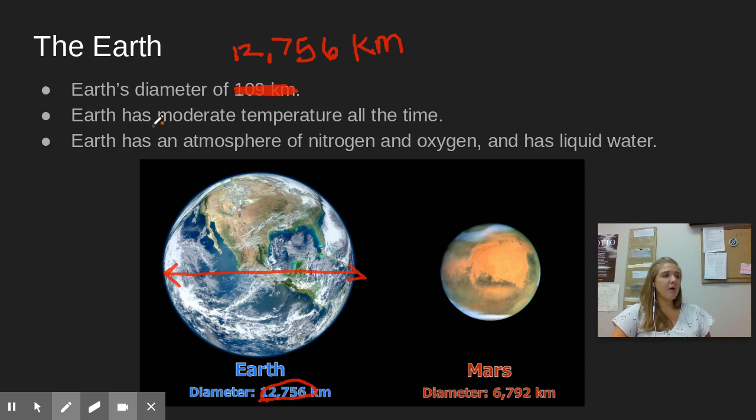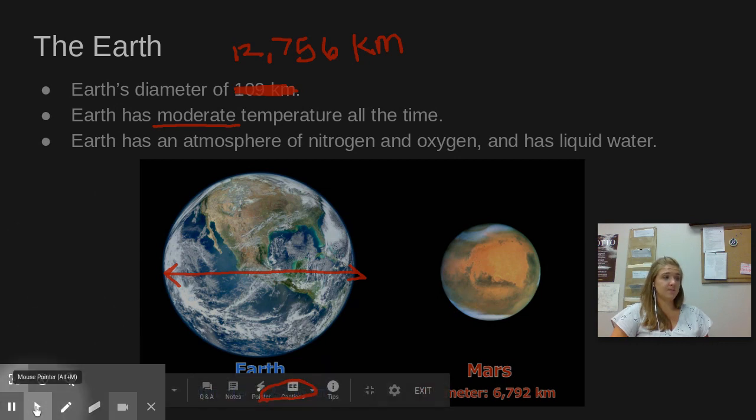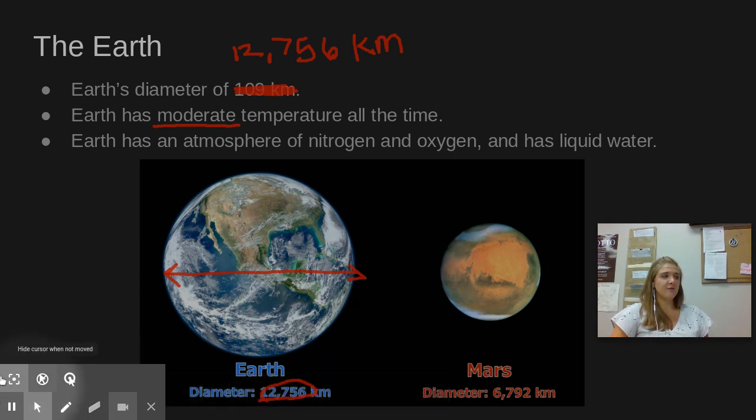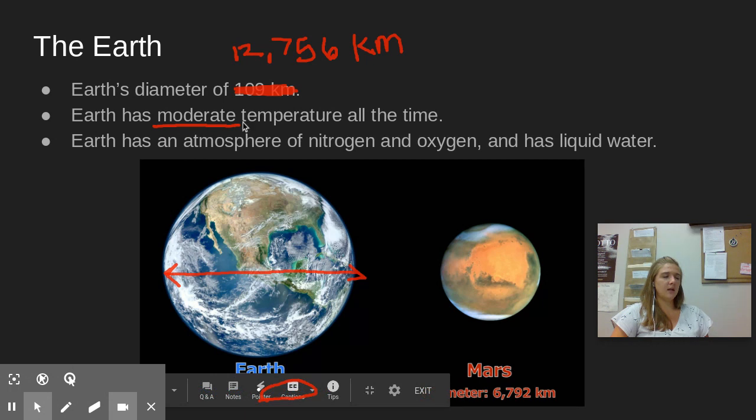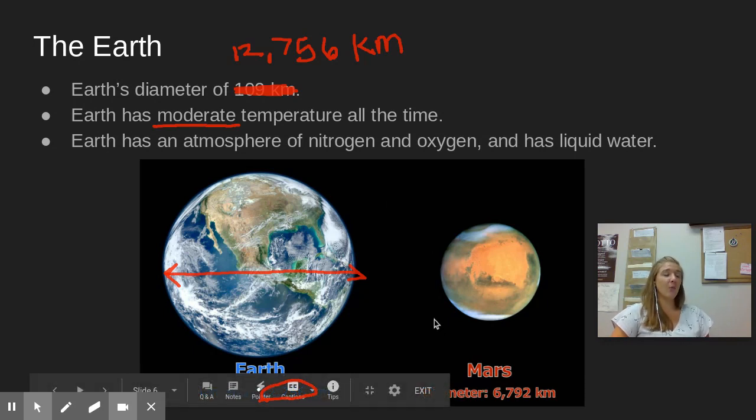Now, Earth has a moderate temperature all the time. That means that it is pretty mild for the most part. Now, there are some very hot parts and there are some very cold parts, but when looking at the planet as a whole, generally the temperatures are pretty moderate, especially in comparison to some of the other planets in our solar system. Venus, for example, is very, very hot. And the general temperature of Venus is a lot warmer than that on Earth.